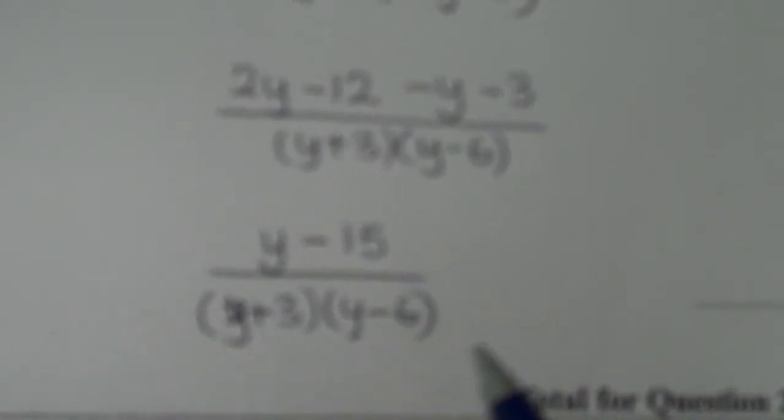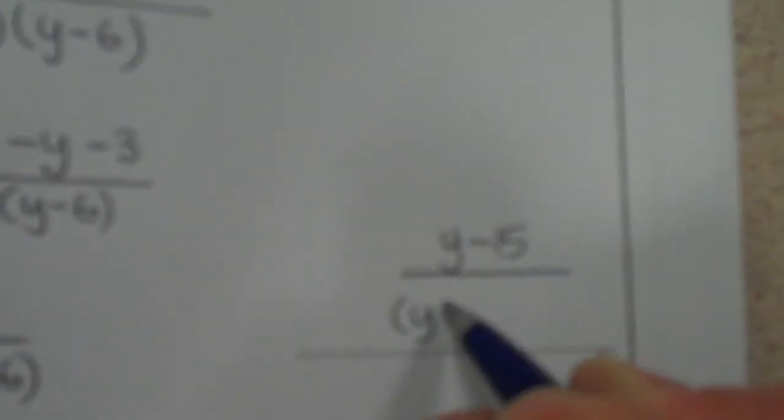My denominator doesn't change, and this is why I don't expand it. I can check to see if I can cancel this with one of these brackets, and because they're not identical, I have to leave it exactly like that. So that's my answer: y minus 15 over y plus 3, y minus 6.